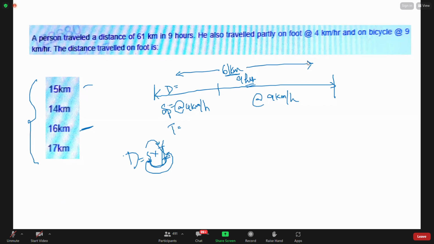Let us check. So let's say it was 16 kilometers. How much time would he have taken? 4 hours. So he's only left with how much time? 5 hours he's left with, because the total is 9 hours. So 9 into 5, the distance here is 45 kilometers. Now add both distances, 16 plus 45. Is that equal to 61? Yes, it is equal to 61.